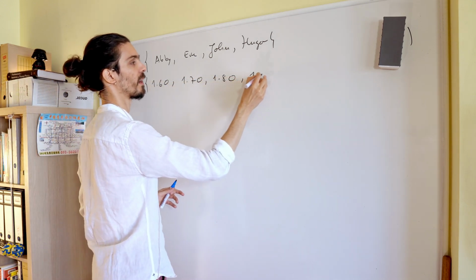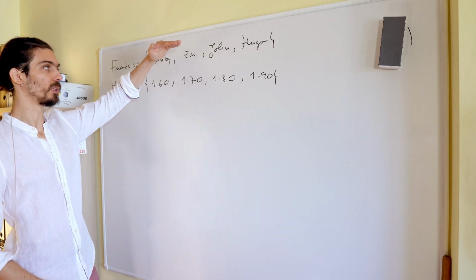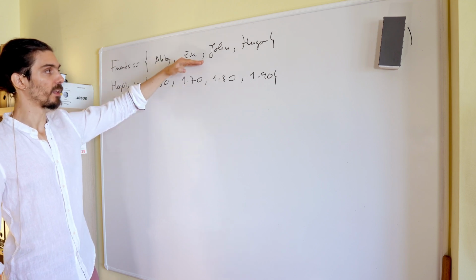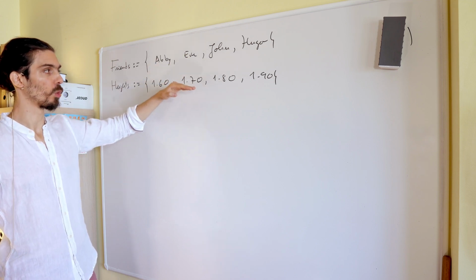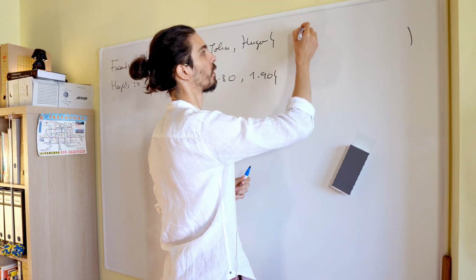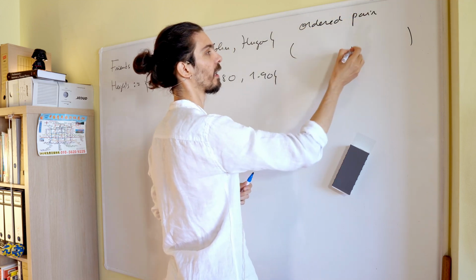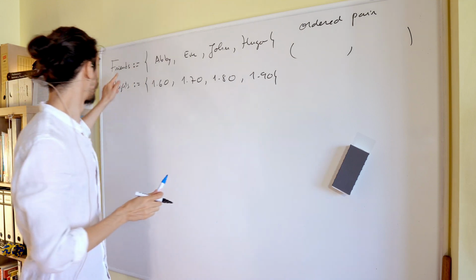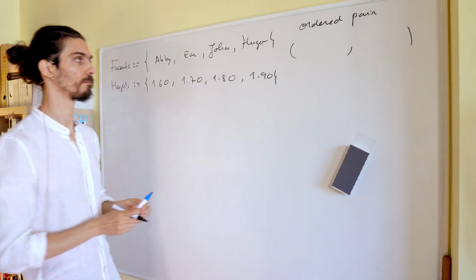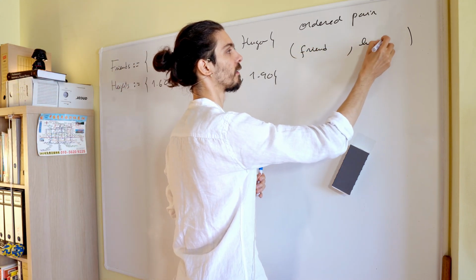Our goal is to make a connection between the elements of this set and the elements of this set. To represent that connection, we are going to use what's called an ordered pair. An ordered pair has two entries: the first for an element of friends and the second for an element of heights. So you introduce here a friend and here a height.